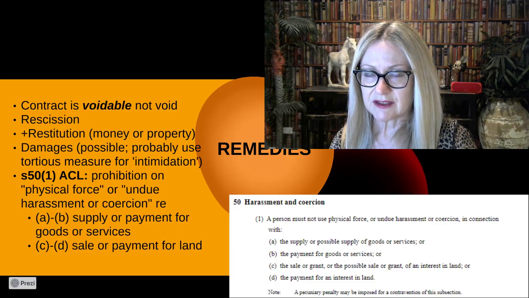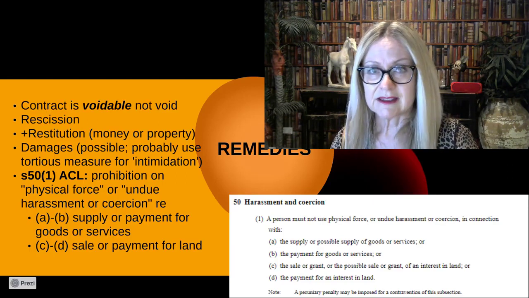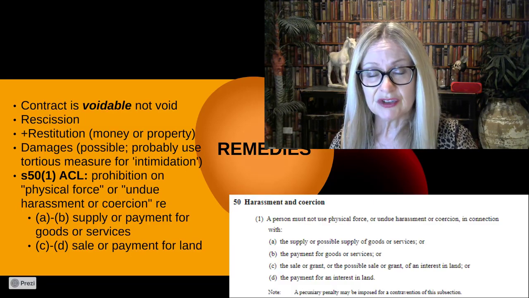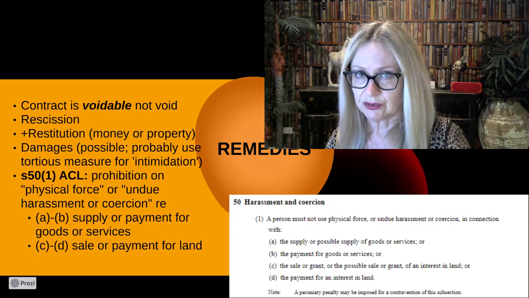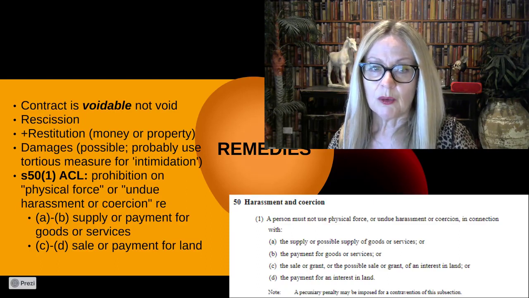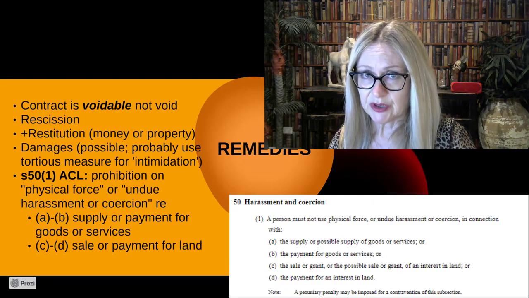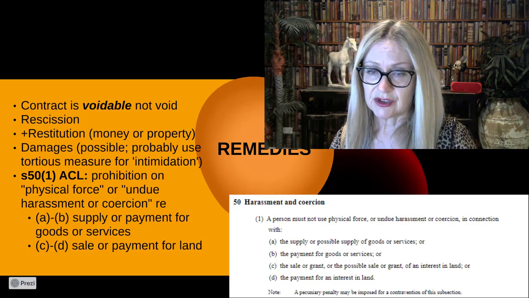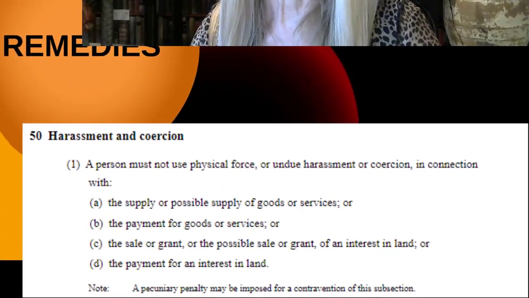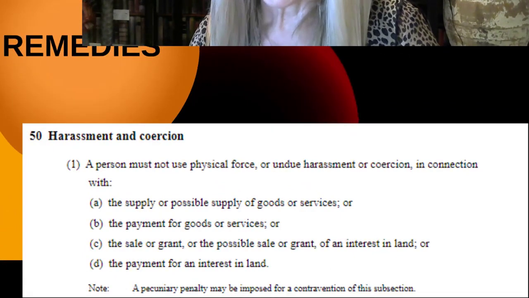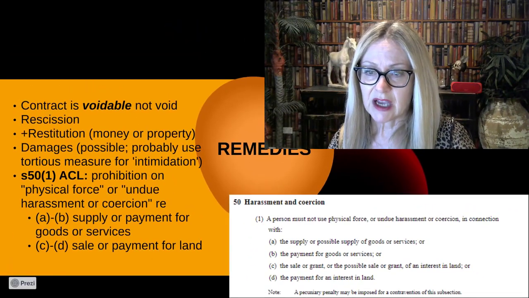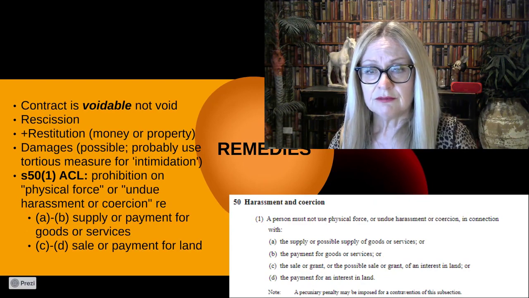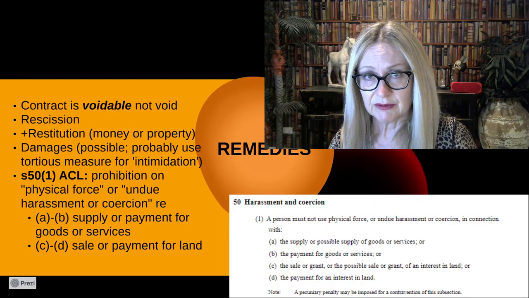You should also note that the Australian Consumer Law in section 50(1) deals with a new statute, well, when I say new, since the Trade Practices Act was enacted, which then morphed into the Australian Consumer Law. We now have the statutory prohibition on harassment and coercion. And you can see there, I've just lifted that out of the legislation. A person must not use physical force or undue harassment or coercion in connection with supply of goods, payment for goods or services, sale and purchase of land, or payment for an interest in land, very squarely targeted at consumers there. I'll leave you to read it on further in the text regarding that one.